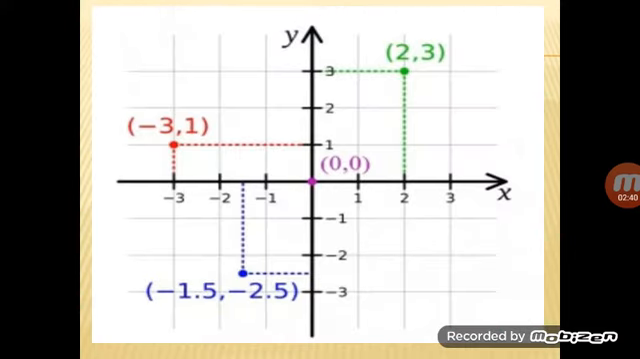For better understanding, you can see these points plotted for you. First is 2, 3, both positive numbers, so we have placed them in quadrant 1. Minus 3, 1 means x is negative and y is positive, so we have placed it in quadrant 2. Third one is x is minus 1.5 and y is minus 2.5. We have placed it in the third quadrant. You can see that we place the x value first and the y value second, because x is the independent variable and y is the dependent variable.